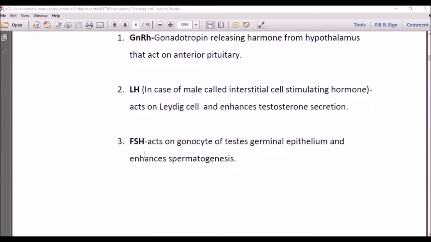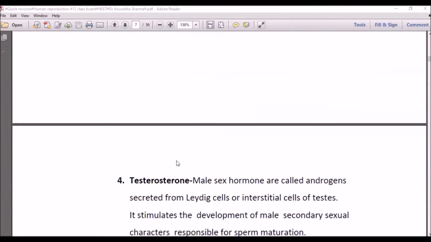Now, this follicle stimulating hormone acts on the gonocytes of the testes, the germinal epithelium, and it enhances spermatogenesis, that is, the formation of sperm. So this FSH increases or enhances spermatogenesis.